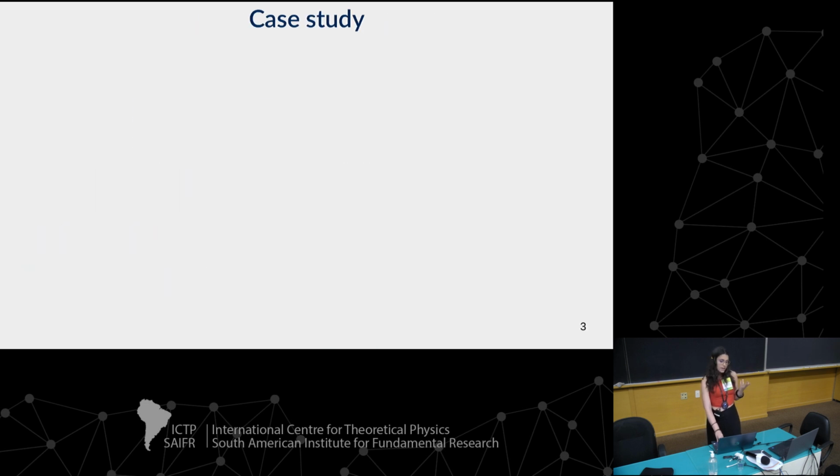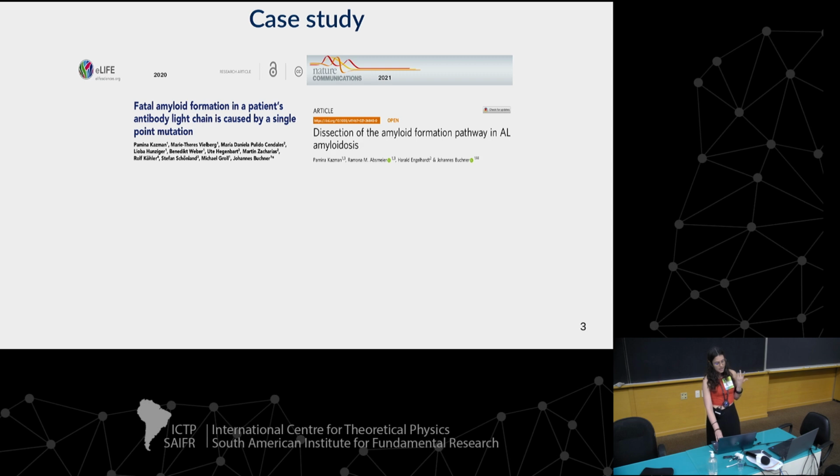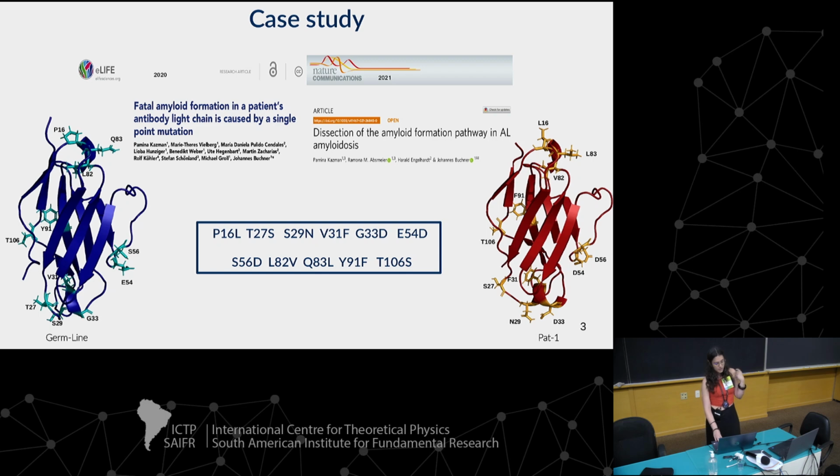The case study I considered was very well experimentally analyzed in terms of aggregation dynamics and structures. Here you have the cartoon representation of the crystal structure of the mutant on the right, depicted in red, which was extracted from the belly tissue of a patient. The experimentalists were then able to retrieve the sequence of a germline and express it so that they could obtain the crystal structure as well. So these are the main characters of this story for now.